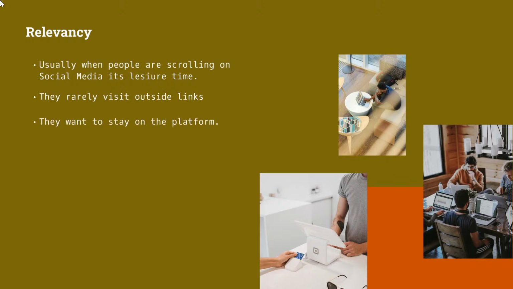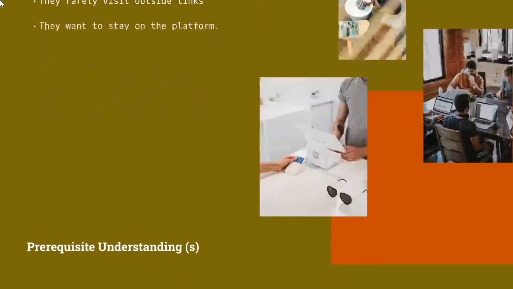They want to stay on the platform, all right? That's why they're there. They're having a good time. They're looking at things that interest them, because that's what the algorithm does. It's going to push them things that interest them. And then here you go, interrupting them, wanting them to go to a link. A lot of times it's just not going to happen.